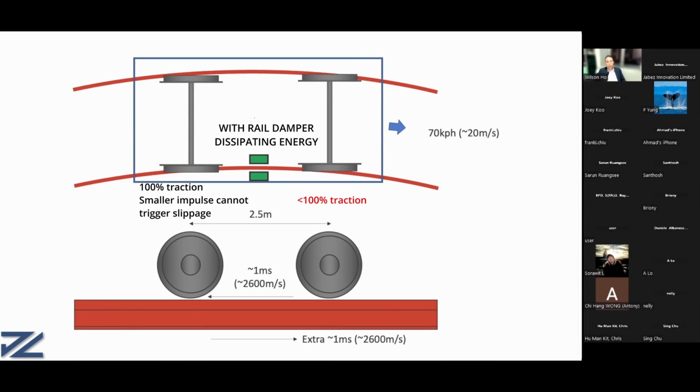If we put on a wheel damper, the wheel mobility is decreased, making it very rigid. So when there is a slippage, the wheel movement is very small. The amplitude is very small. Also, along the traveling path, the damper absorbs the vibration. So when the vibration arrives at the adjacent wheel, it is already reduced to a very small amplitude. It cannot trigger the slippage.